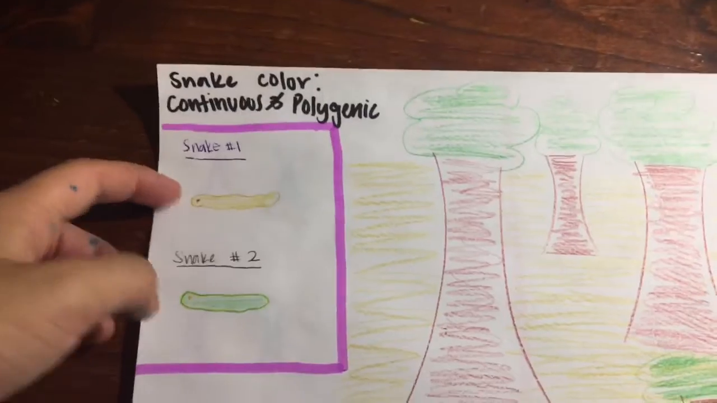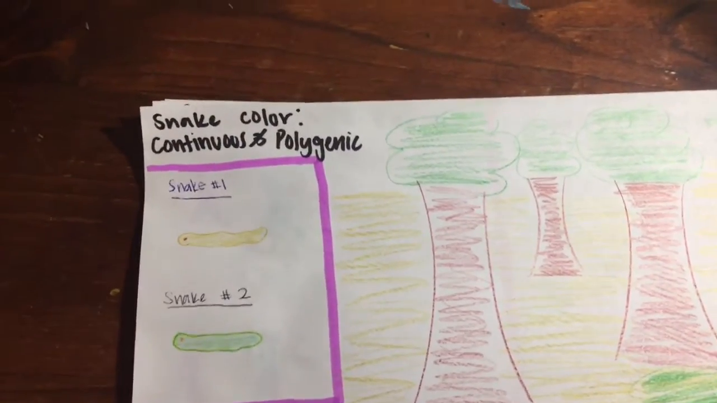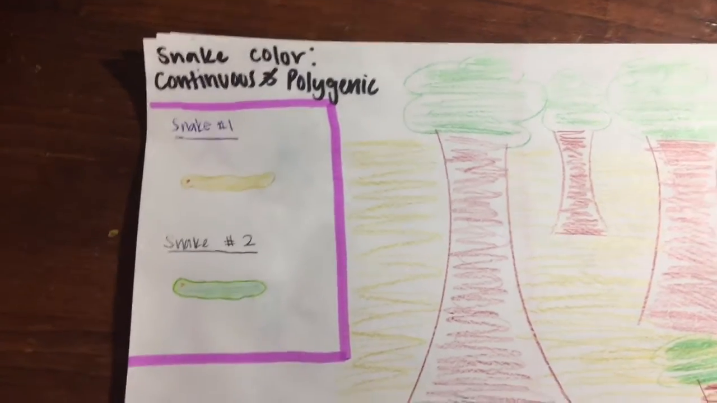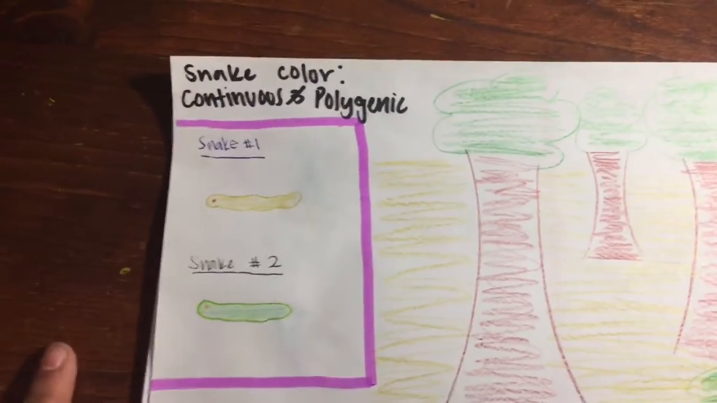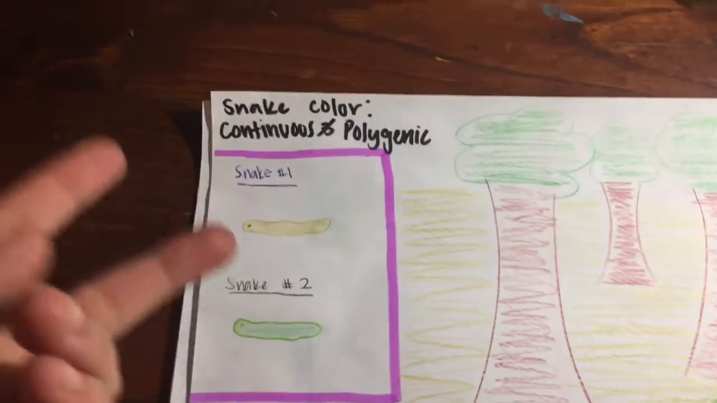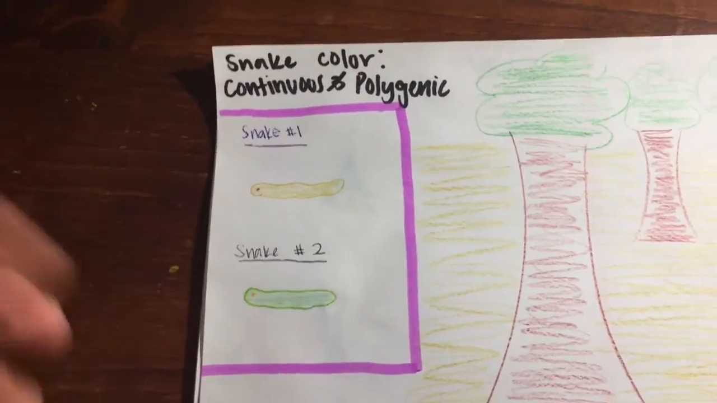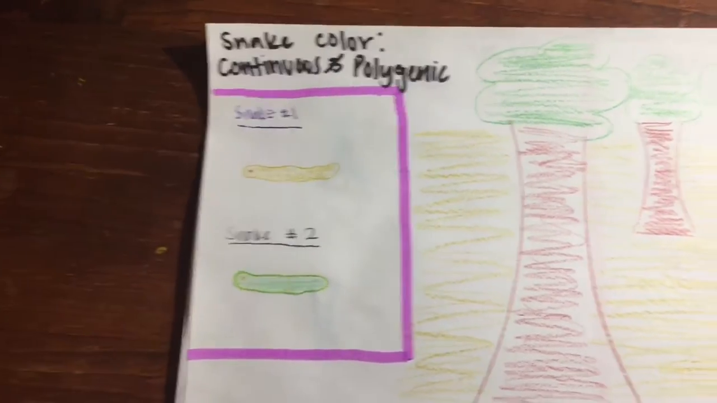The color of a snake is continuous and polygenic. Snake color would be a phenotype, or a physical or physiological characteristic of an organism. Furthermore, continuous means many values and values in between. As you can see, there's many different values for colors, such as brown, orange, yellow, green. There can also be values in between, such as a shade between orange and brown for a snake.